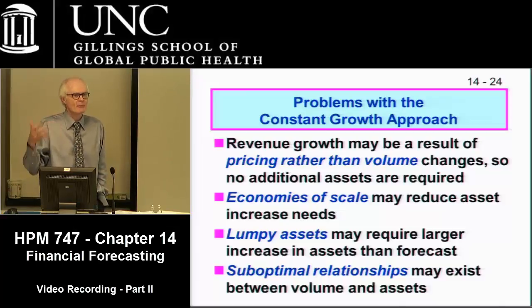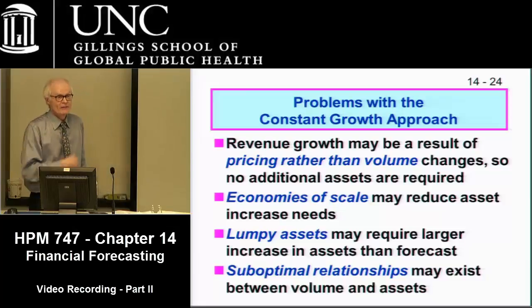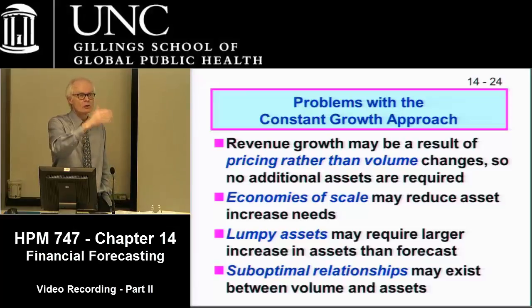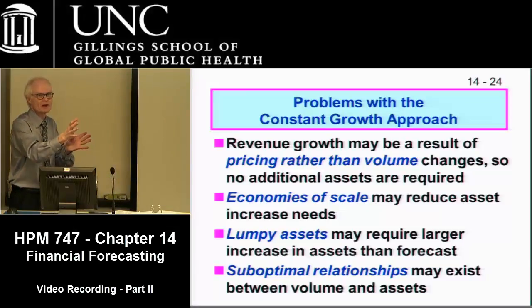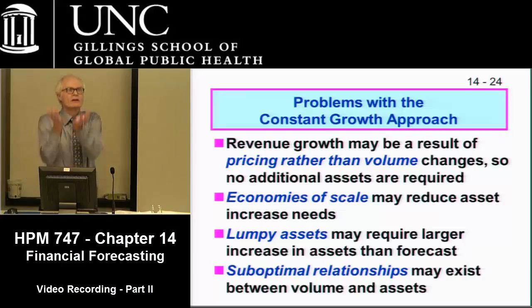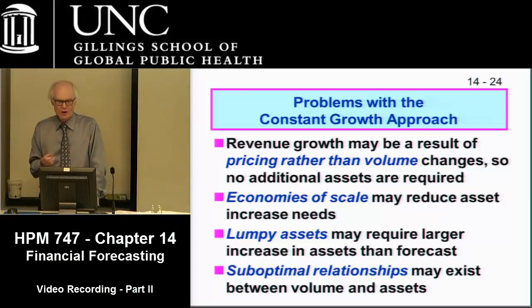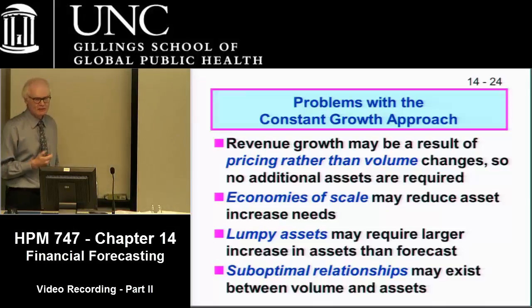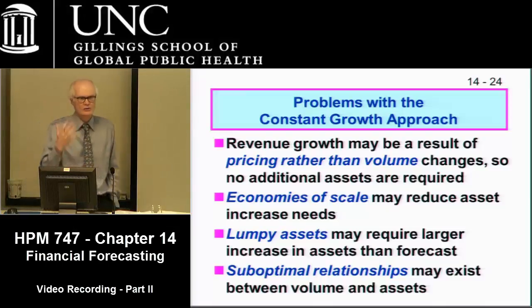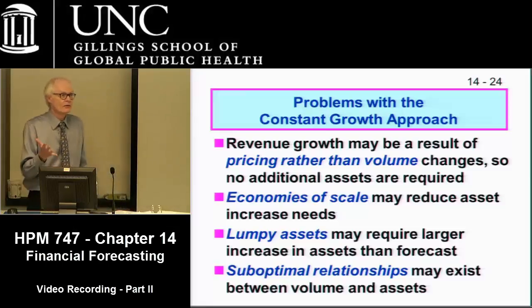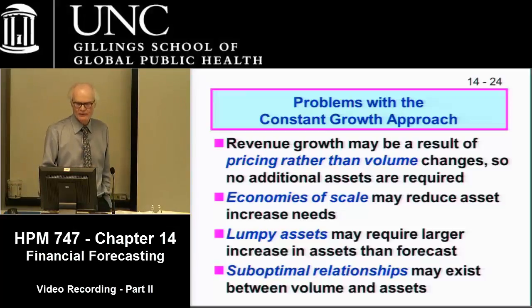A nursing unit might be an example of a lumpy asset, where your patient volume will grow to a certain point. You can no longer handle that volume with your current configuration of beds. You open a new nursing unit. So you have all these new costs at the same time, and that is not a linear relationship like the financial forecasting models assume. And then suboptimal relationships may exist. You're putting a lot of data into these forecasting models, but it's assuming that those relationships are good ones. They are the existing ones, but they may not be the best ones.